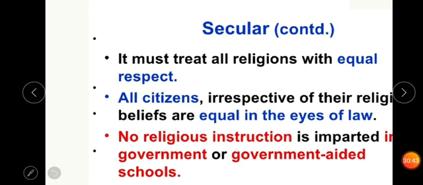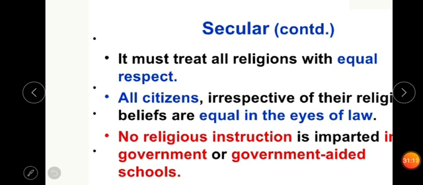So we cannot make them follow a different religion forcefully. It is prohibited. If someone is doing that, it is an offense, it is a crime. They will be punished under the different laws. And the state must treat all religions with equal respect. Understood? It means we are celebrating Holi, Eid, Bakrid.